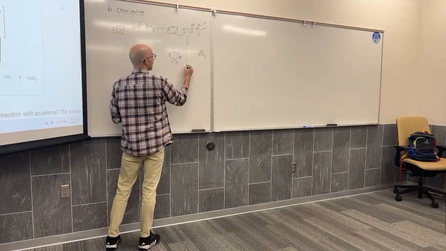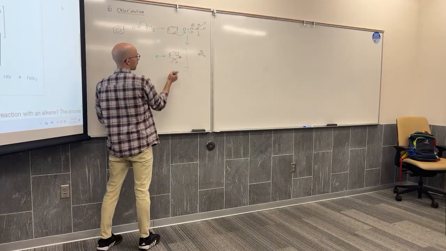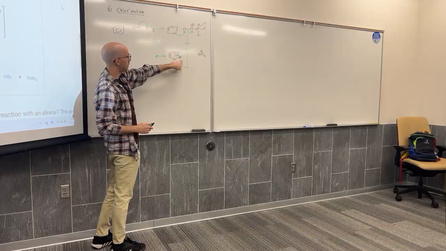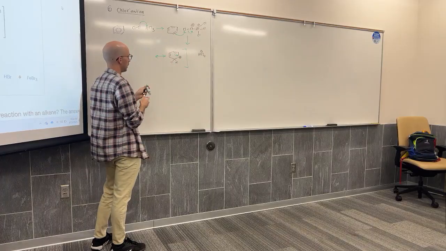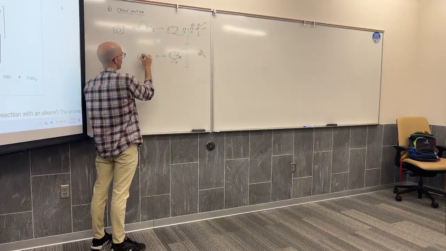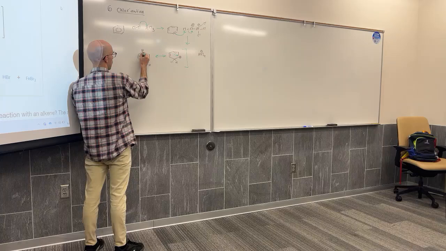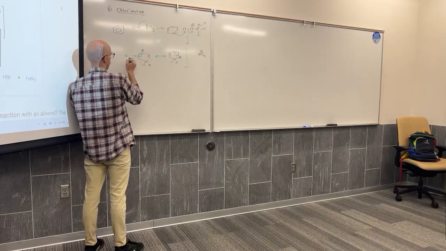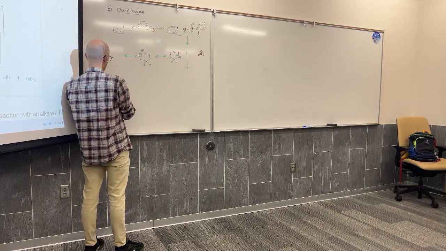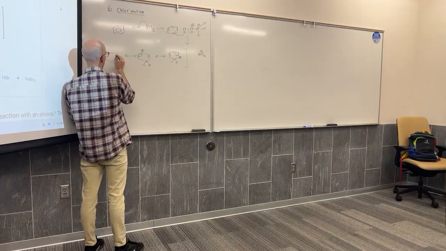Now I see some resonance. I go from high electron density to low electron density. My low electron density in this molecule is the positive charge. So now my positive charge bounces around my structure. How many resonance forms in total do I get for this reaction? I get 3 resonance forms.